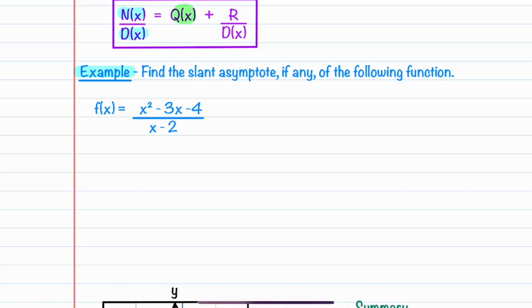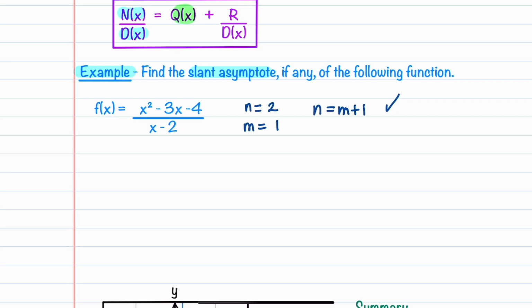In this example, we are going to find the slant asymptote, if any, of this function. Let's start by determining if we have a slant asymptote. And to do that, we are going to look at the degree of the numerator and the denominator. The degree of the numerator is equal to 2, and the degree of the denominator is equal to 1. So we have n is equal to m plus 1, and we have a slant asymptote. To find the slant asymptote, I am going to start by doing long division, and then I'm also going to do synthetic division just so that you can see how to do it both ways.